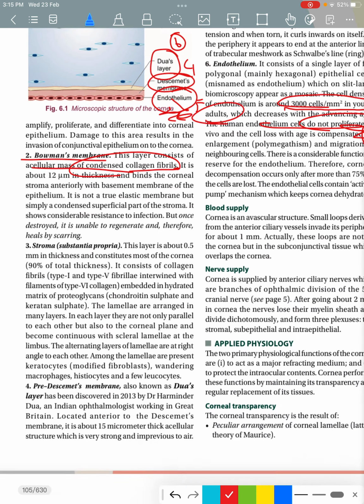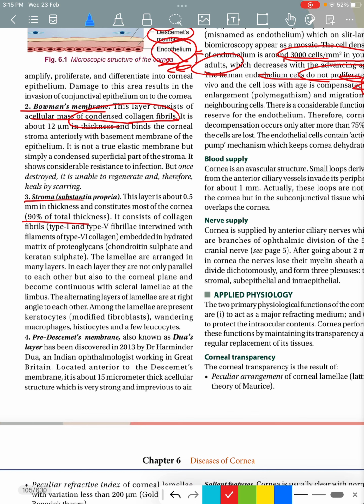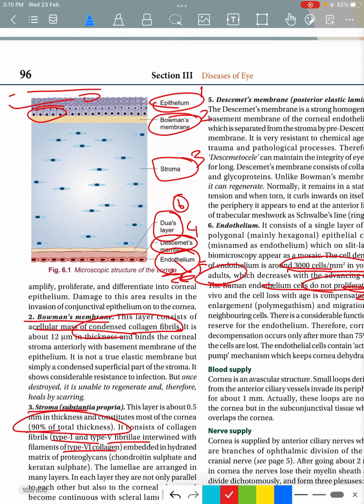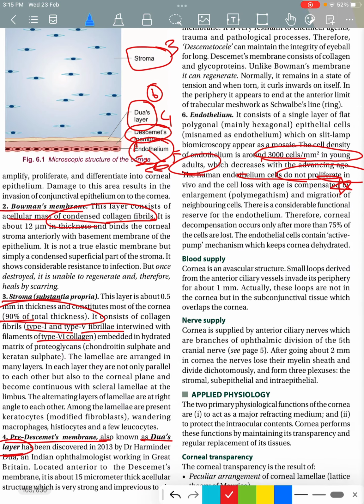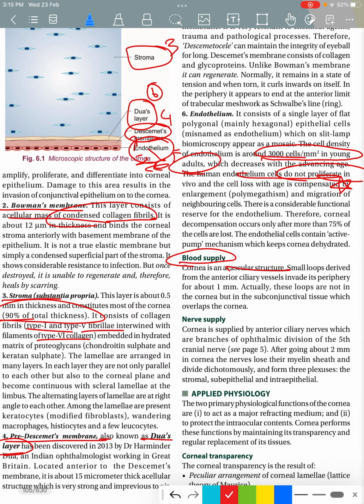Then there is the stroma, which is 90% of the total thickness, containing type 1 and type 4 collagen, then the pre-Descemet's membrane or Dua's layer. The epithelium with Bowman's and the endothelium with Descemet's are closely attached. Then let's go into the blood supply of this cornea. It's an avascular structure, but a small supply is derived from the anterior vessels involved in the periphery, for about just 1 millimeter.